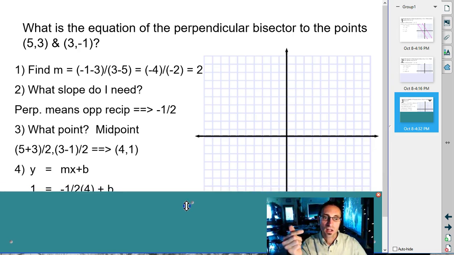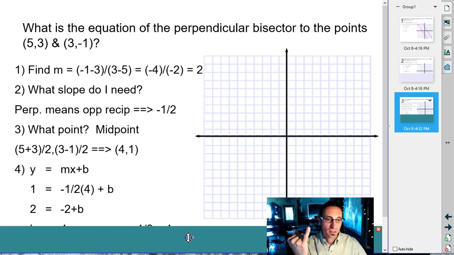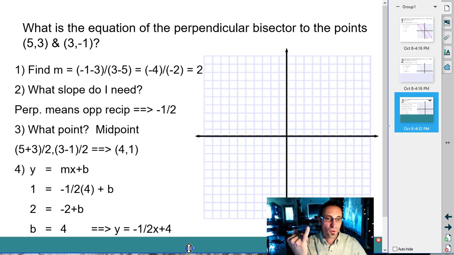I can plug those values, the slope perpendicular that I need, and this point into it. Solve for b, right? b is 4, and then I can build my equation as y equals negative 1/2 x plus 4. See? Wait a minute. 3 problems in 7 minutes plus an introduction. What, you want me to graph it? No, that's enough. I think you got it good.